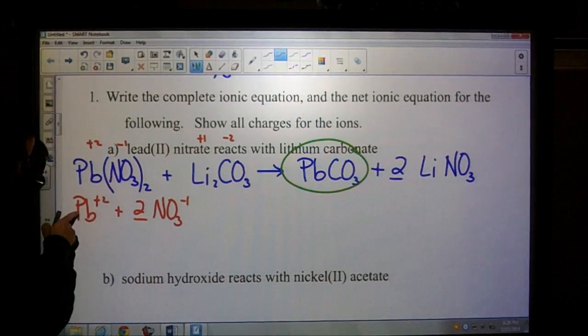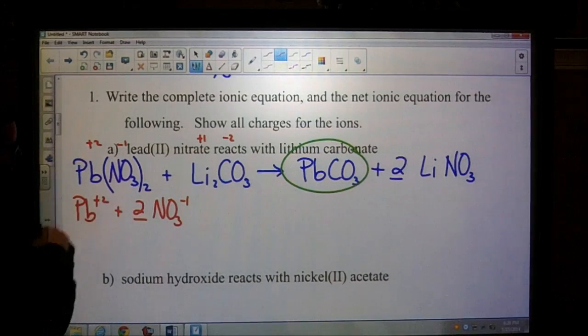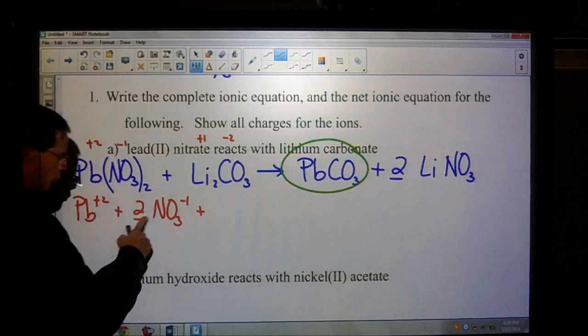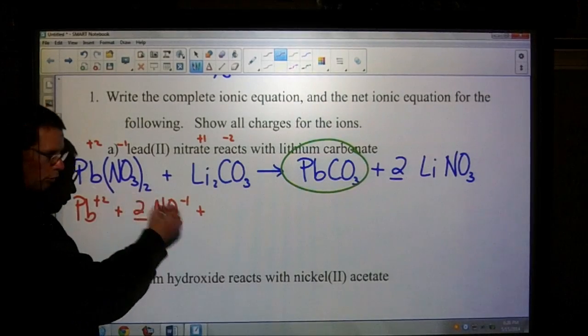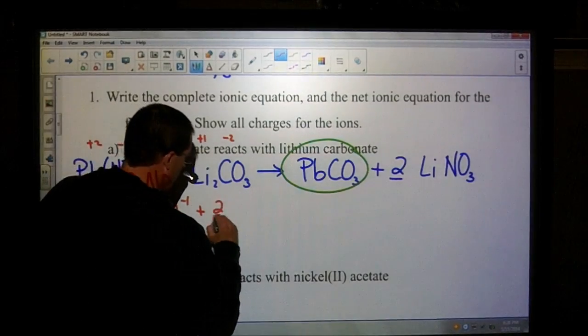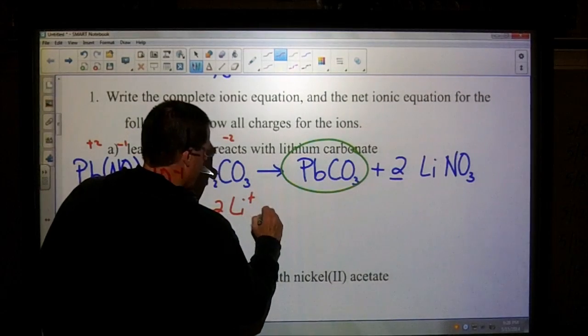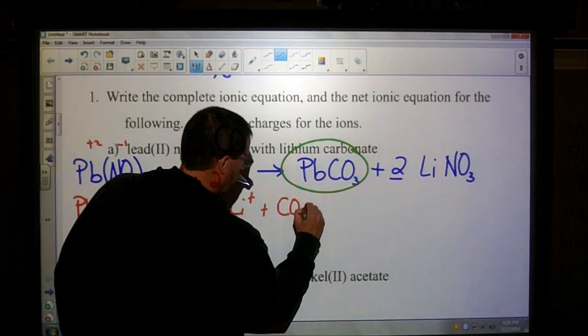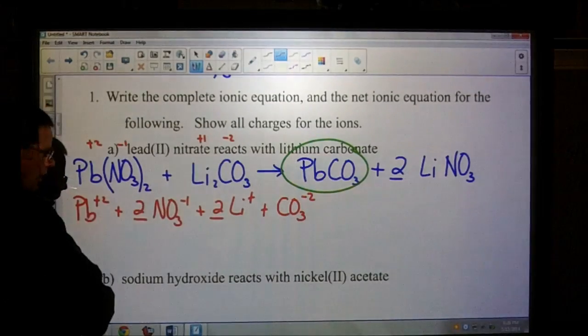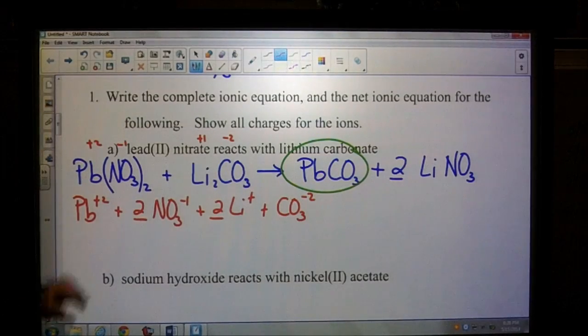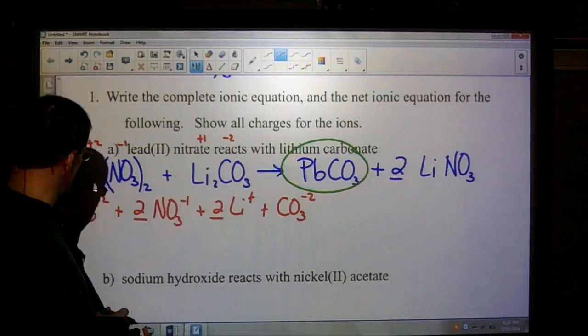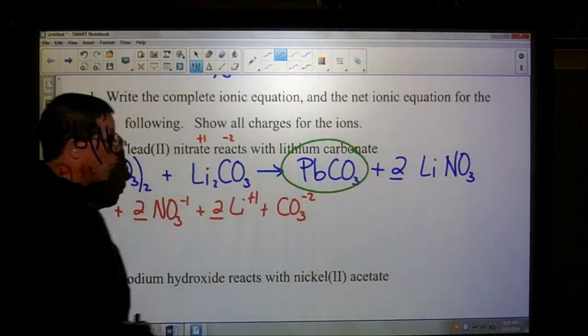Showing the charges. So 1 lead, 2 nitrates. Notice how I have 2 nitrates, not parentheses 2. I have 2 lithium ions. I have 1 carbonate ion. Everything on the left side of the equation needs to be as ions. In other words, needs to have charges on them. I'll put a +1 there.